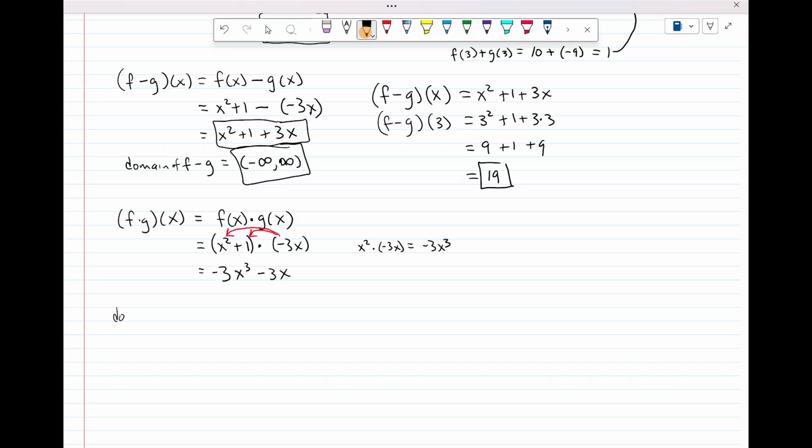All right, the domain of f times g of x is negative infinity to positive infinity, as all real numbers, again, for similar reasons as we discussed above.